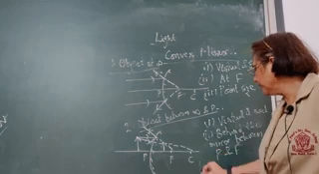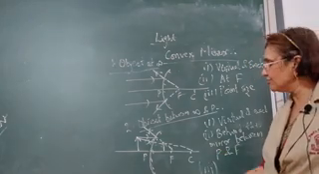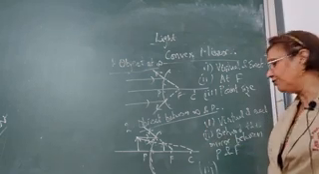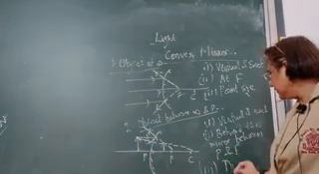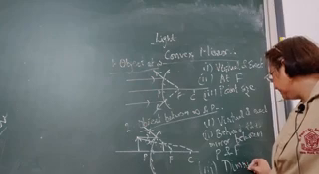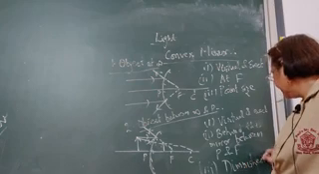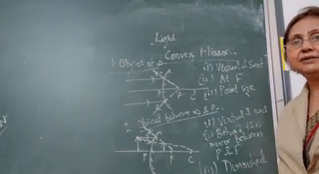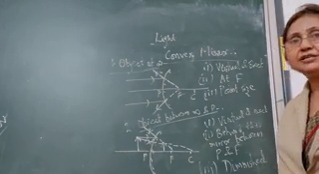Now the third point, size of the image. As you can see in the figure, the size of the image is smaller than that of the object. So we can say that the image is diminished. Whenever the size of the image is smaller than the object, we say that such an image is a diminished image. So here the image is diminished.